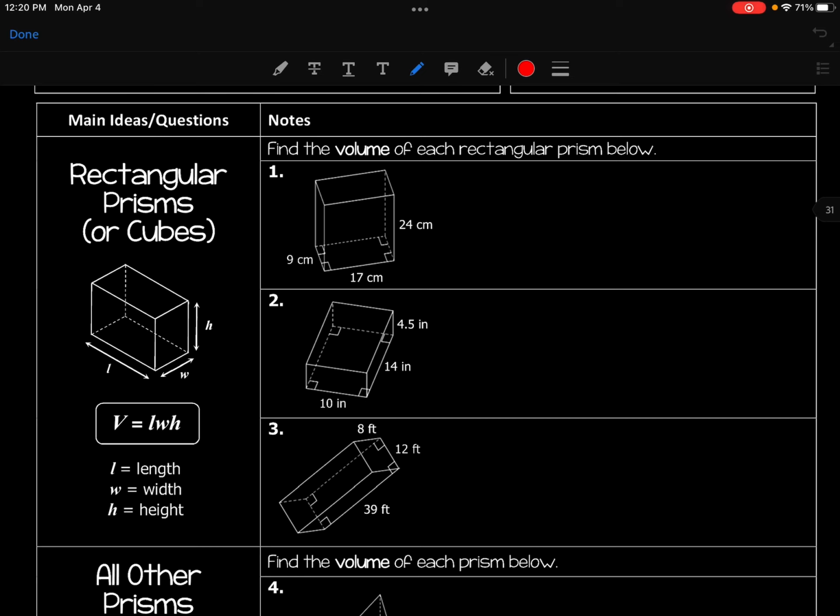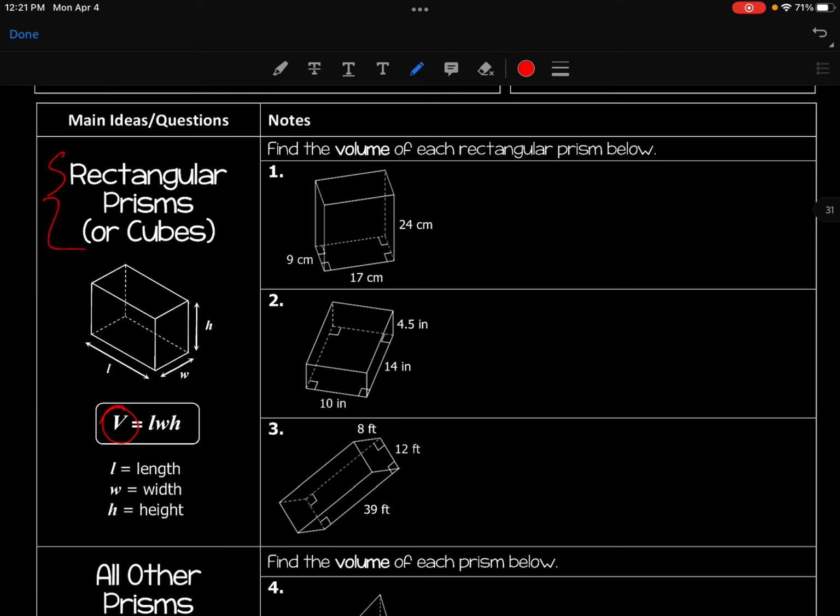Today's lesson, we are going to talk about volume. Now, volume is the space encompassed by a 3D figure. I hope that you guys understand this. All right, so the first volume that we're going to look at is for rectangular prisms or cubes.